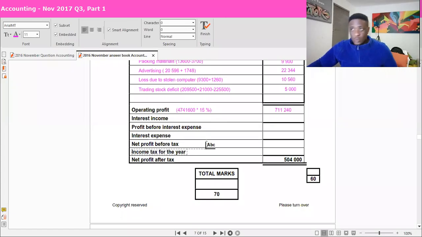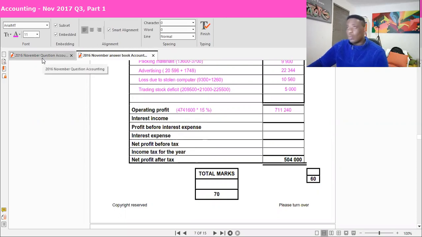Hey guys, welcome back. We're still just completing the final bits of the income statement. So we obviously want to calculate the interest income and then the profit before interest expense, calculate the interest expense, get the profit before tax, calculate the tax for the year, and get ultimately the net profit after tax of 504,000. All right, cool.